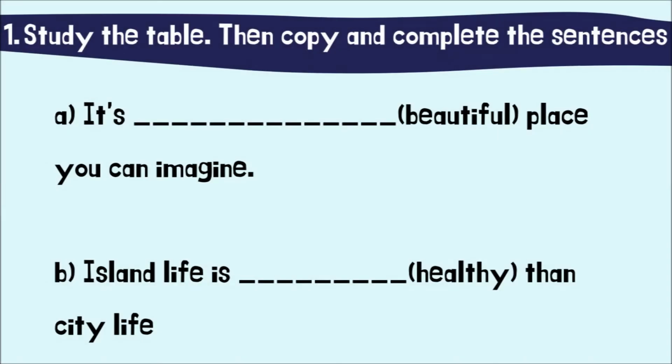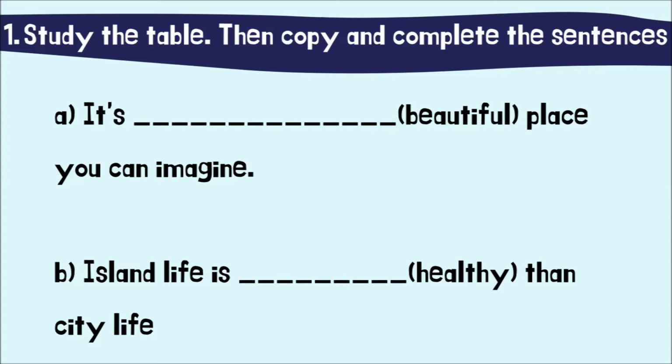Okay, now class, look at question number 1. Study the table, then copy and complete the sentences. Okay, dia suruh apa? Dia suruh baca ataupun rujuk table tu, jadual yang tadi tu. Lepas tu copy, salin and complete dan lengkapkan the sentences, ayat-ayat itu. Okay, A. The adjective is beautiful. Dalam bracket tu, dalam kurungan tu beautiful.